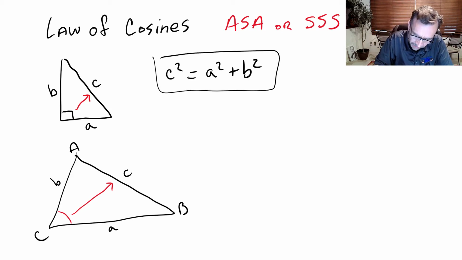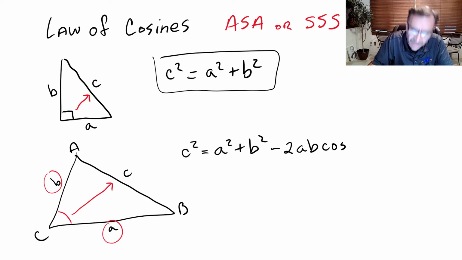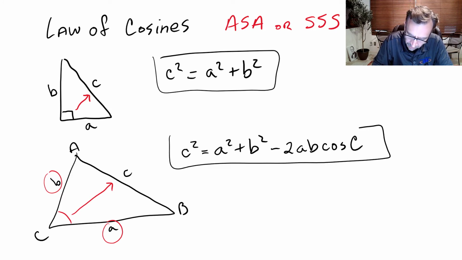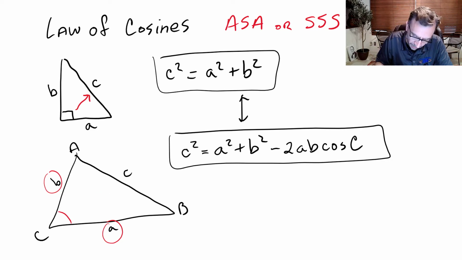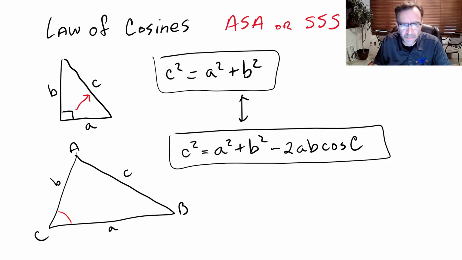The law of cosines says c squared equals a squared plus b squared, just like the Pythagorean theorem. But it's not a right triangle, so you have to adjust by subtracting out 2 times ab times the cosine of the angle between a and b, which is, in this case, angle C. Right? So this is the law of cosines. And look at the similarity, right? It very much looks like the Pythagorean theorem.